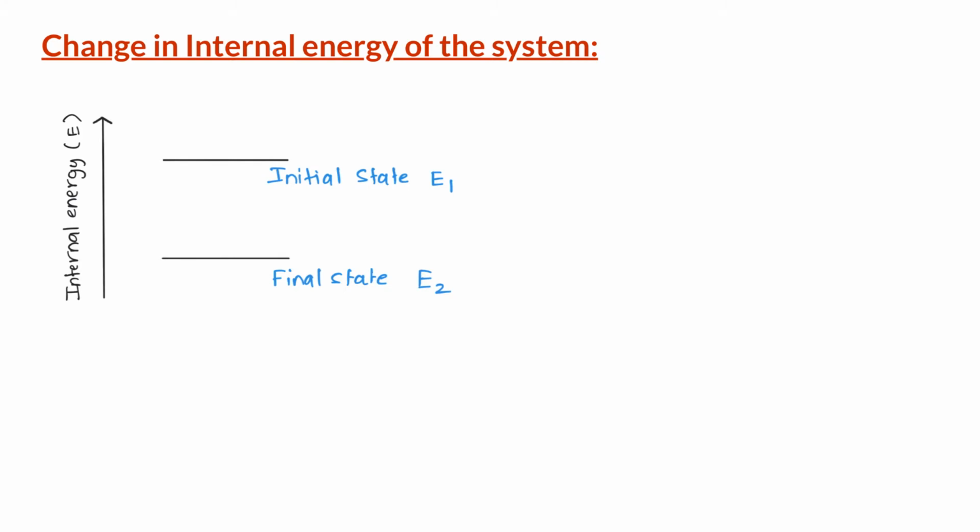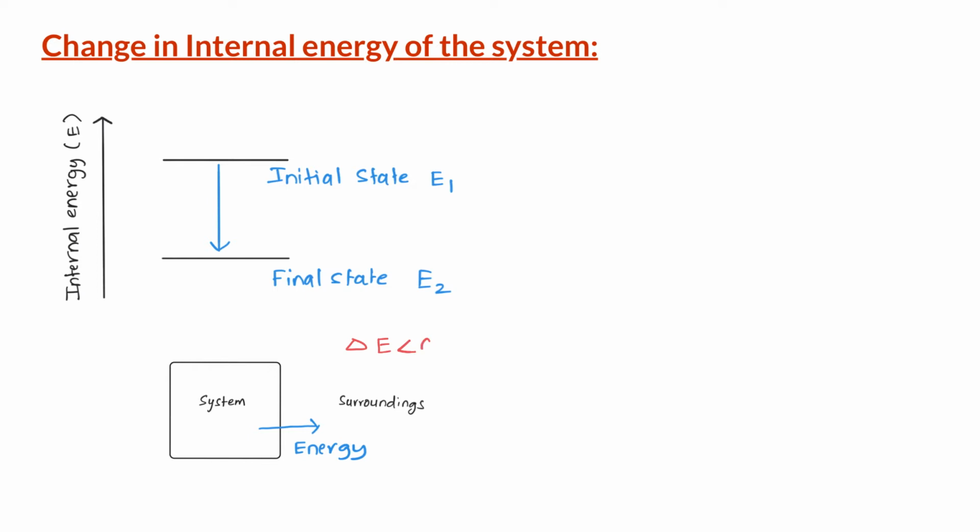If the initial internal energy of the system is greater than the final internal energy, as the system moves from its initial state to the final state, it should lower its internal energy. Therefore, the system loses energy to the surroundings in the process, and the delta E is negative.